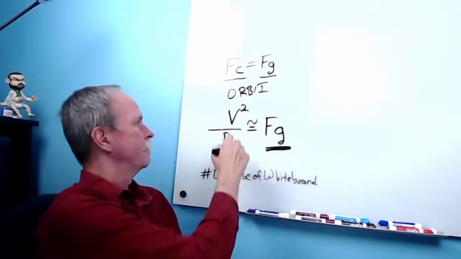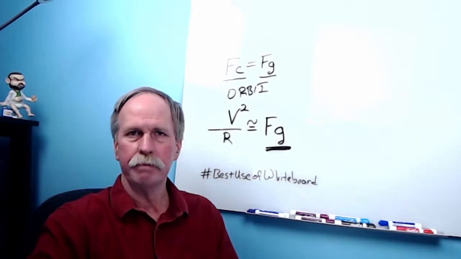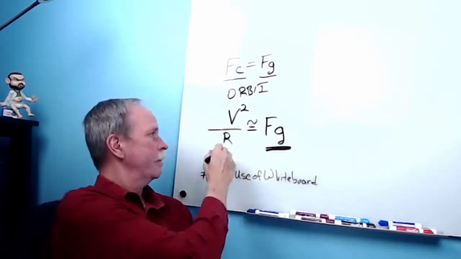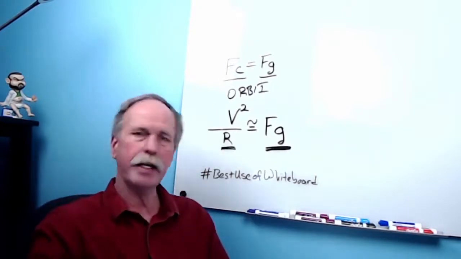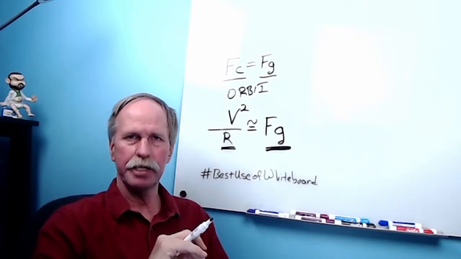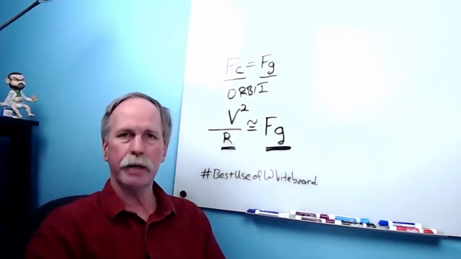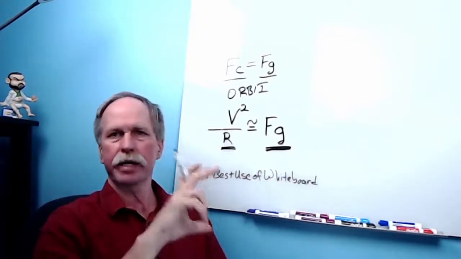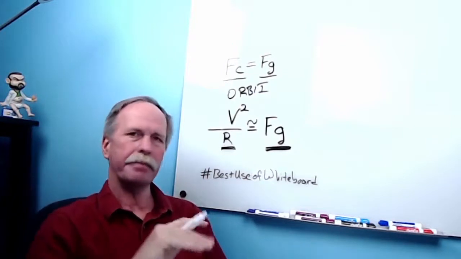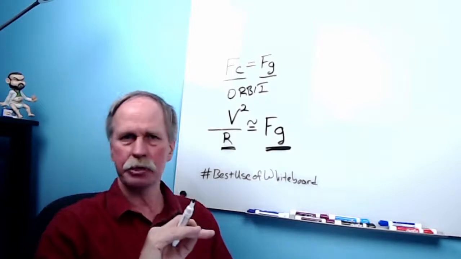What happens if you increase the velocity of the satellite? In order for that to remain equal to the force of gravity, you have to increase the radius. Likewise, if you decrease the velocity of the satellite, in order for this to remain in balance, you have to decrease the radius. And that's the radius of the satellite to the center of the Earth. It's not the height of the satellite. Now, this is not exactly accurate, but it's close enough to demonstrate this principle.